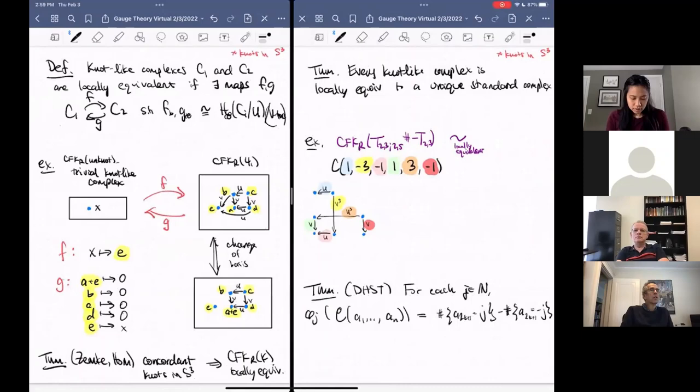So using knot-like complexes, we can study knot-like complexes up to local equivalence, and we can show that every knot-like complex is locally equivalent to a unique standard complex, where a standard complex is of the form C with some parameters which are given by a finite sequence of integers. So, Linh?